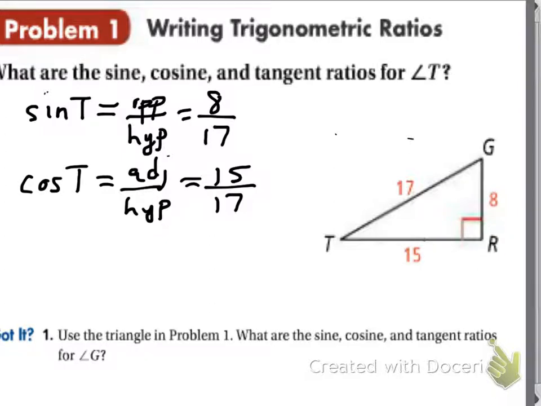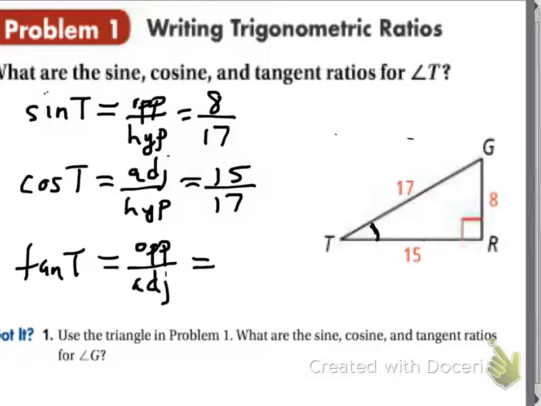And then finally, the tangent of T is going to equal opposite over adjacent. What's the opposite side of angle T? The opposite side is what angle T is looking at. It's looking at this side here, which is 8, over the adjacent side, the side touching angle T that's not the hypotenuse. So that's 15. Those are the sine, cosine, and tangent ratios for angle T.